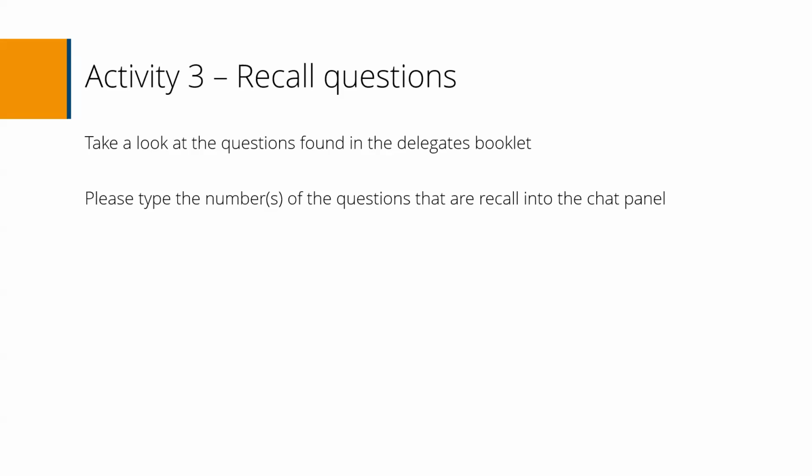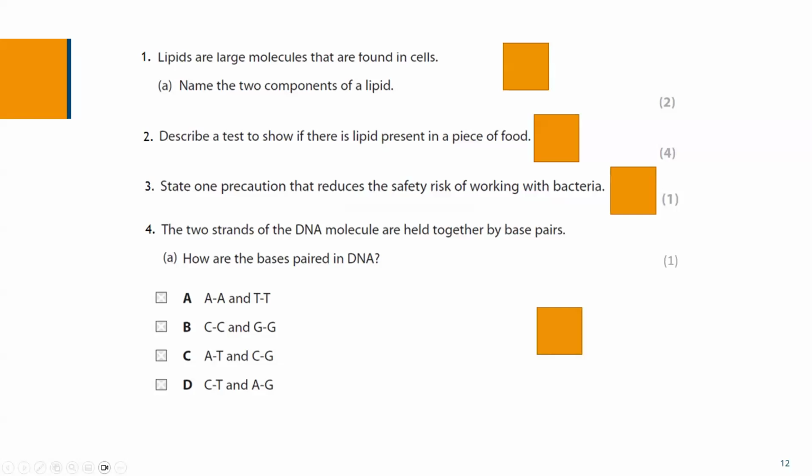Okay. So, let's have a look at these questions that are found in the delegates booklet. Okay, what we're going to do is to type the number of the questions that are recalled into the chat panel. So I'm going to do these. Okay, let's see if I can get it to come on the screen without it giving away the answer. These PowerPoint ones. Right, okay. So we've got four questions there, one, two, three, and four. You can look in your delegate booklet. You don't need to because obviously you should be able to see them on the screen.